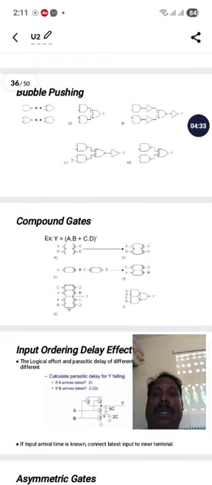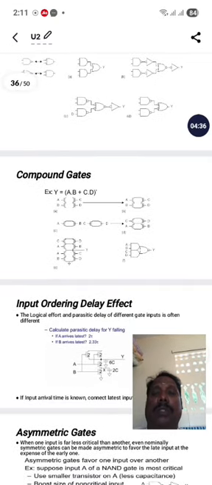The next one is about the compound gates. Compound gates means using a large number of gates. Compound always has the meaning of using more of something. For example, an expression is given: y is equal to ab plus cd whole bar. Instead of the whole bar, I'm just putting the dash.